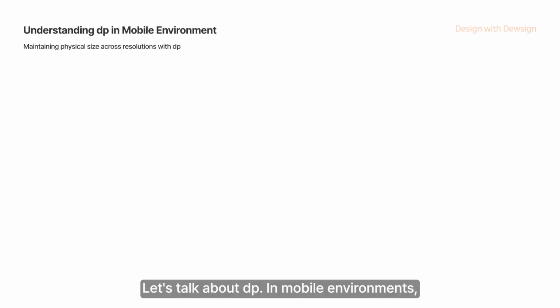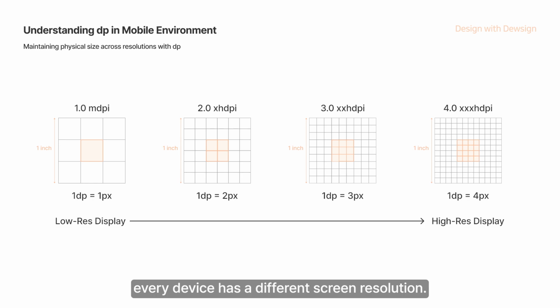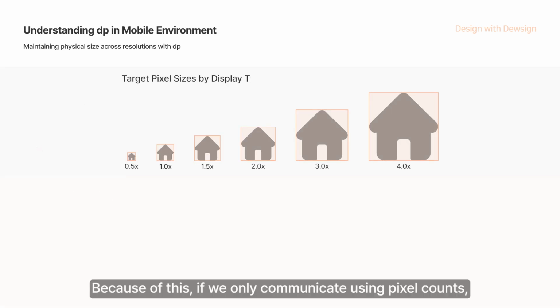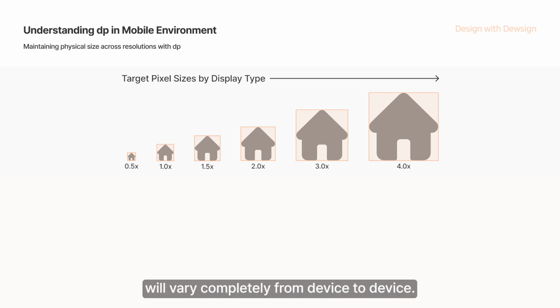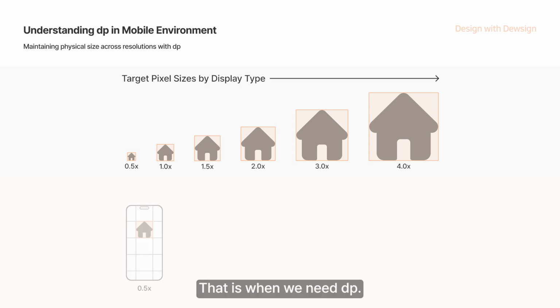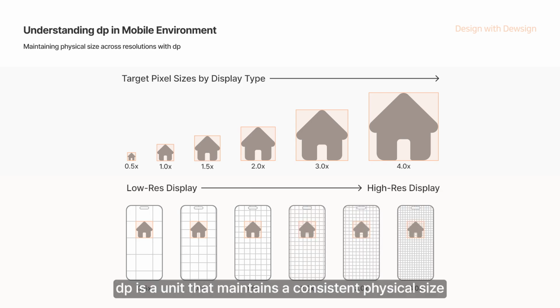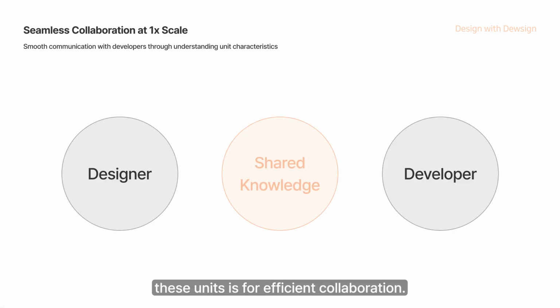Let's talk about DP. In mobile environments, every device has a different screen resolution. Because of this, if we only communicate using pixel counts, the size of our UI elements will vary completely from device to device. That is when we need DP. DP is a unit that maintains a consistent physical size to fit the user's finger size, regardless of the screen resolution. The reason we need to understand these units is for efficient collaboration.